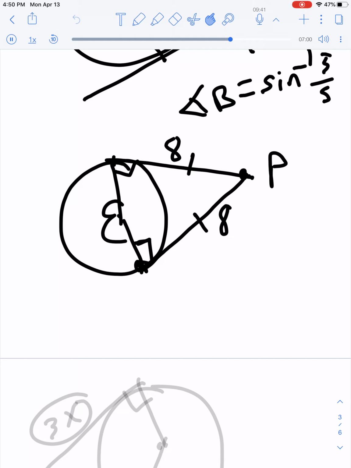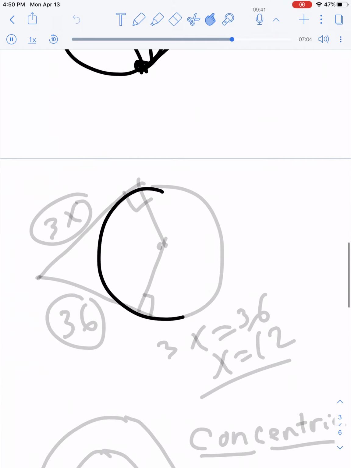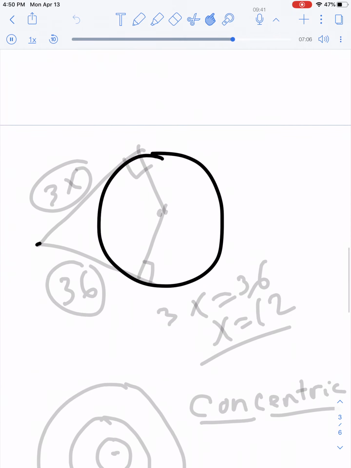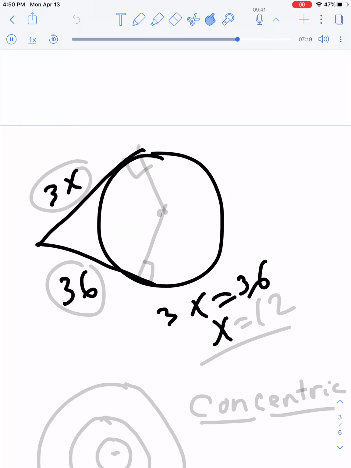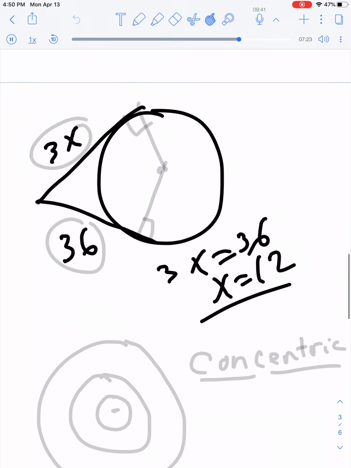So you get some problems perhaps where you have a circle, tangent line over here, tangent line over there, and they tell you this is 36, and they'll say this is 3x. Well, then 3x would have to equal 36, where x is equal to 12. So you can solve for different parts of a tangent.